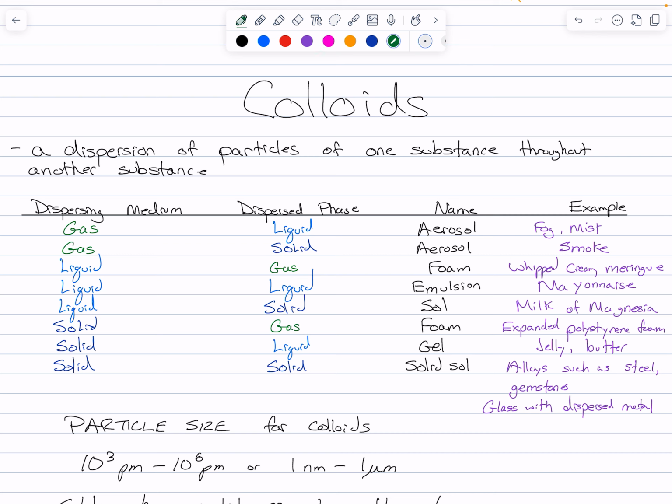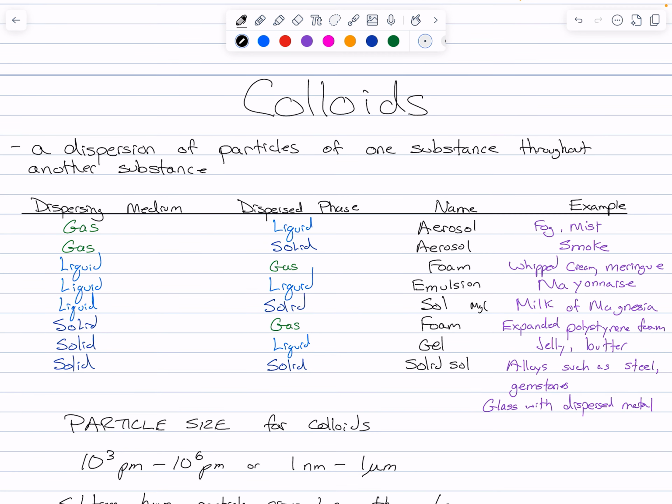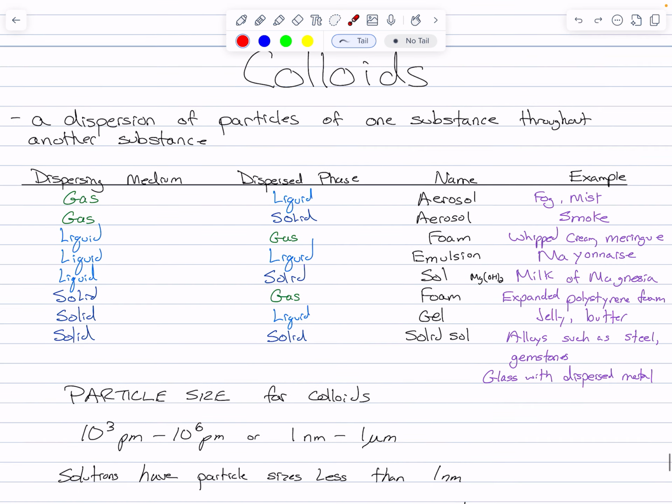That would be Mg(OH)2. Milk of magnesia is magnesium hydroxide. And then we got gases in a solid, like foams, like polystyrene foam. You got liquid in a solid, like jelly or butter. And then you got solids in solids, like alloys, like steel, or some gemstones even. All right, even some glass with metal in it. All right, and so those are colloidal particles.